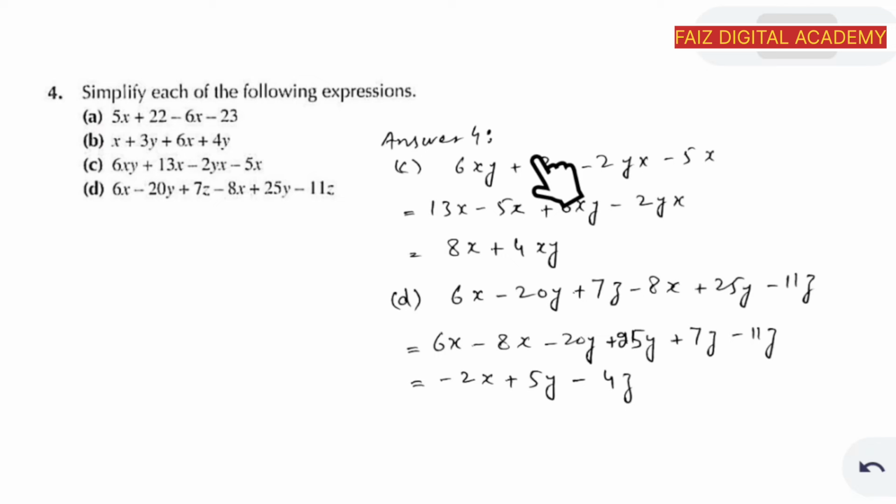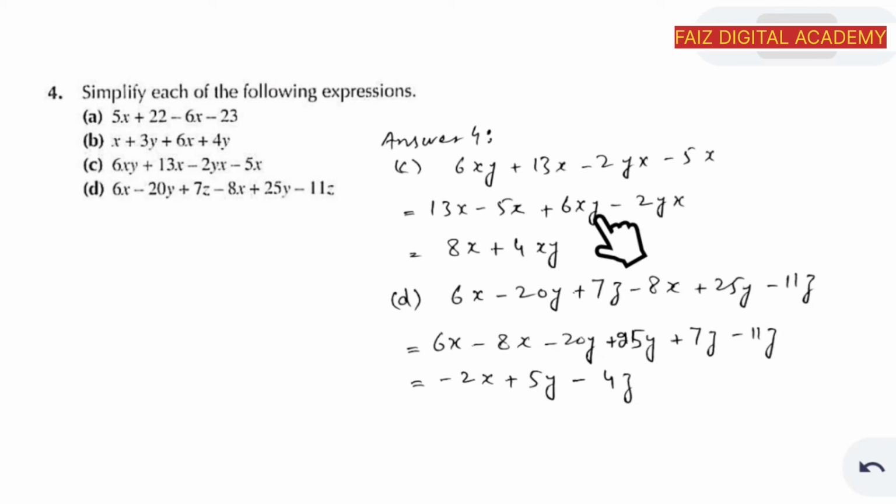Now you can see in part C: 6xy plus 13x minus 2yx minus 5x. So again, I first write the like variables together: 13x minus 5x plus 6xy minus 2yx. Another thing to remember over here is that whether it is xy or yx, we can add or subtract them.